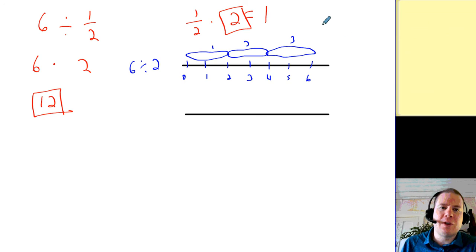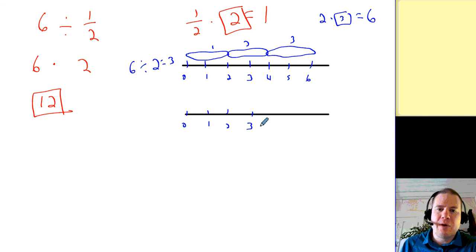In other words, 2 times what gets me to 6. How many 2's do I need? I need 3 2's to get to 6. Well, I can line these up the same here.